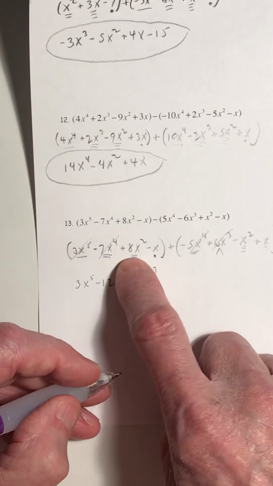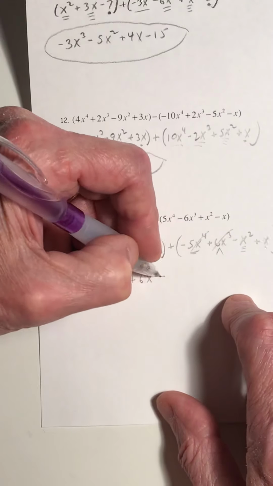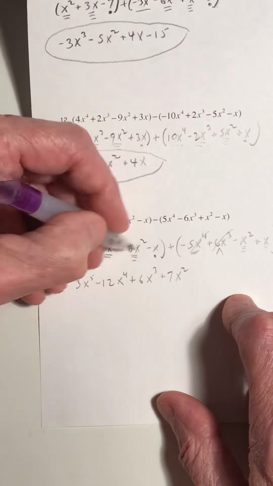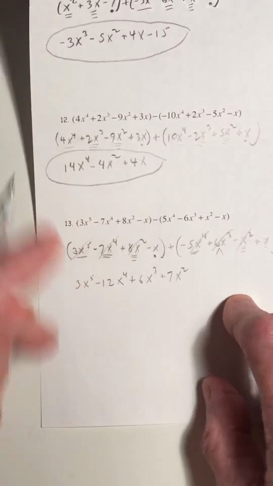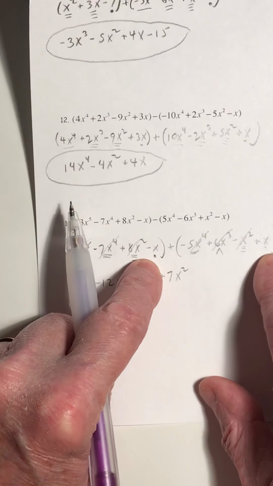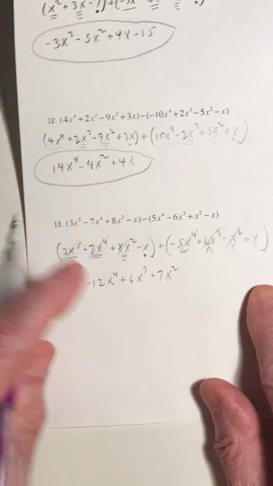And then 8x squared minus 1x squared makes that 7x squared. And the minus x and the plus x cancel each other out. So there's no x in the answer.